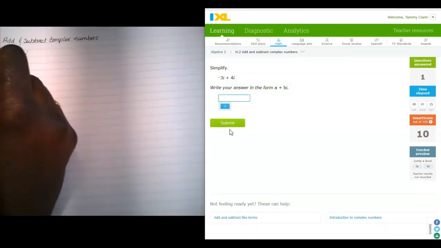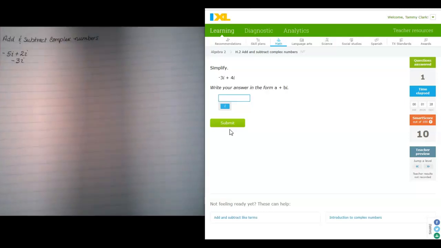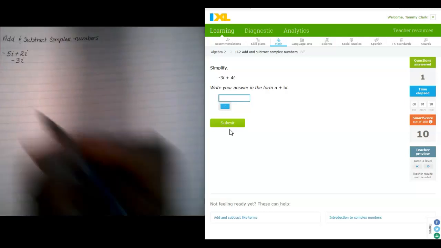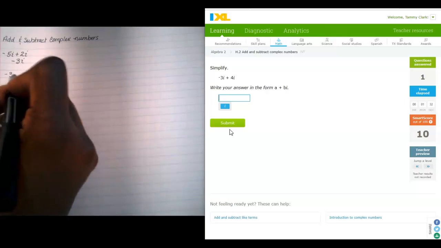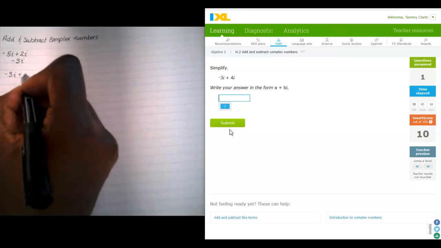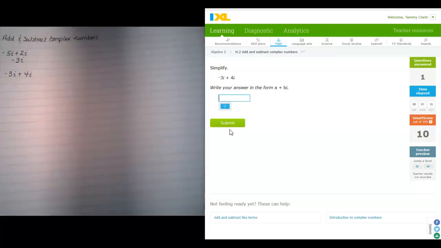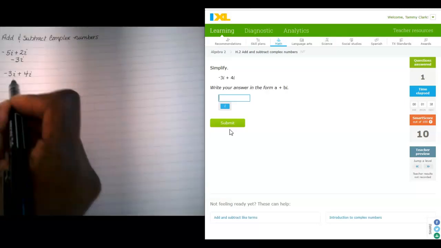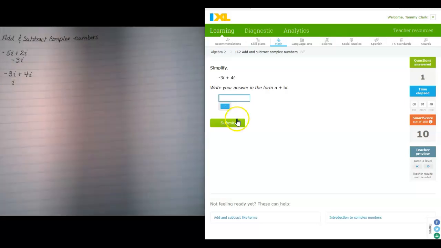Number 2, we've got negative 3i plus 4i. Combine like terms, this would just be positive i.